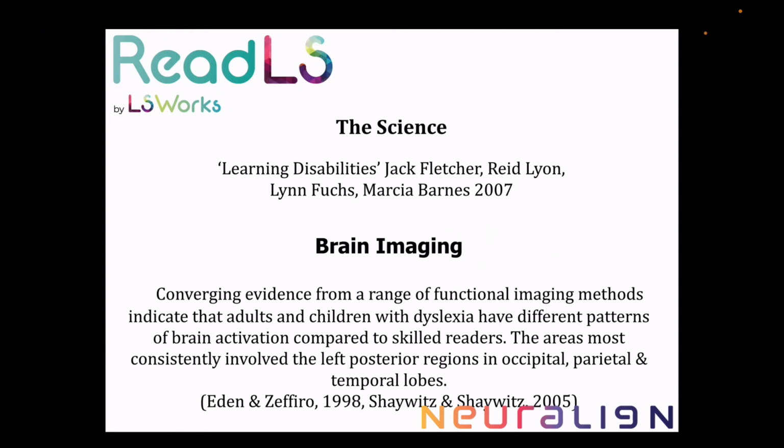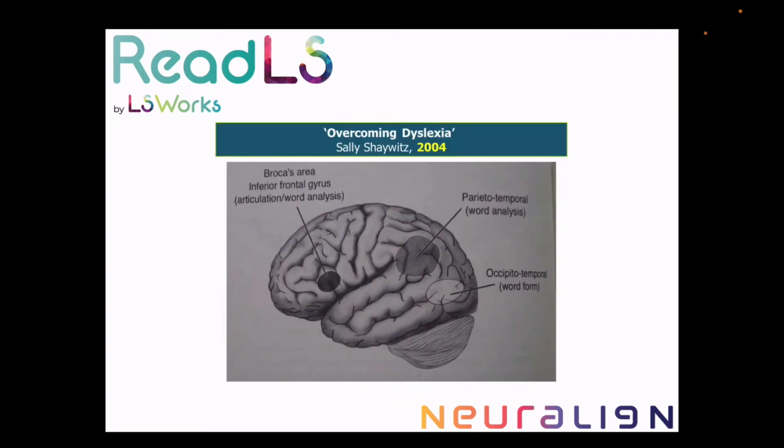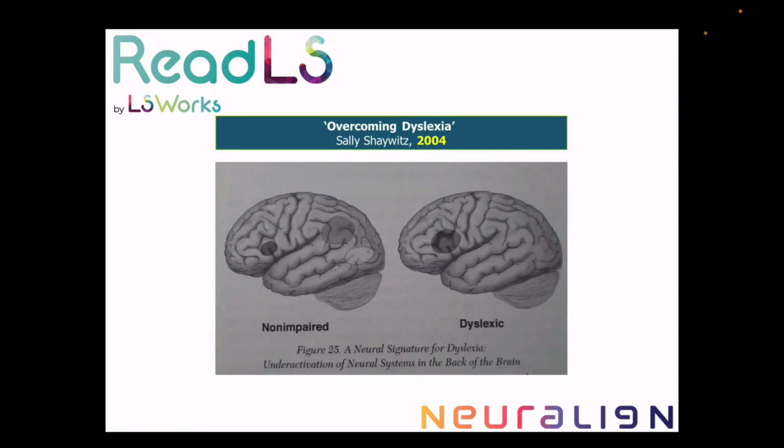All this evidence is what we looked at to see what was needed in order to help with the reading brain. Overcoming Dyslexia from Sally Shaywitz. She was one of the pioneers in describing how the brain works for reading. And she saw immediately the difference in the scanning of the dyslexic brain and the typical reader brain.